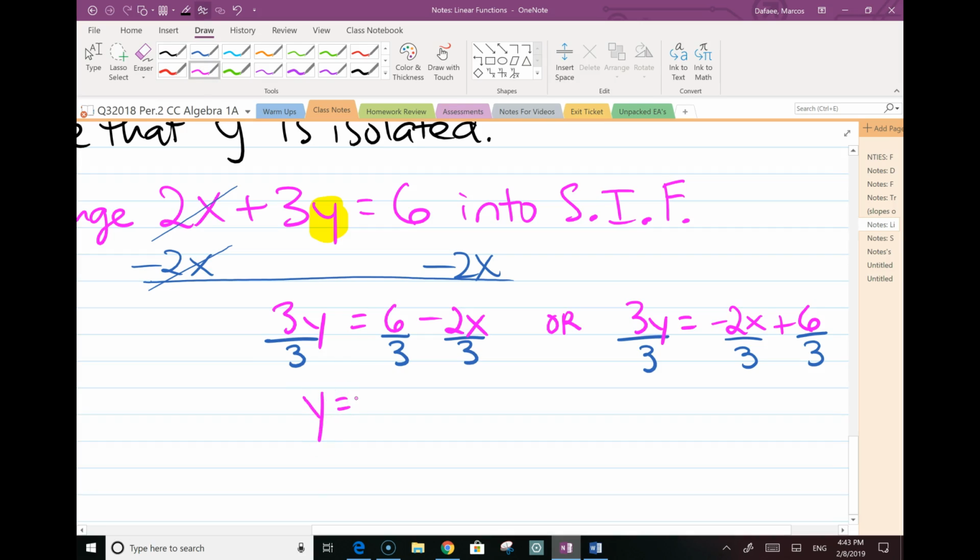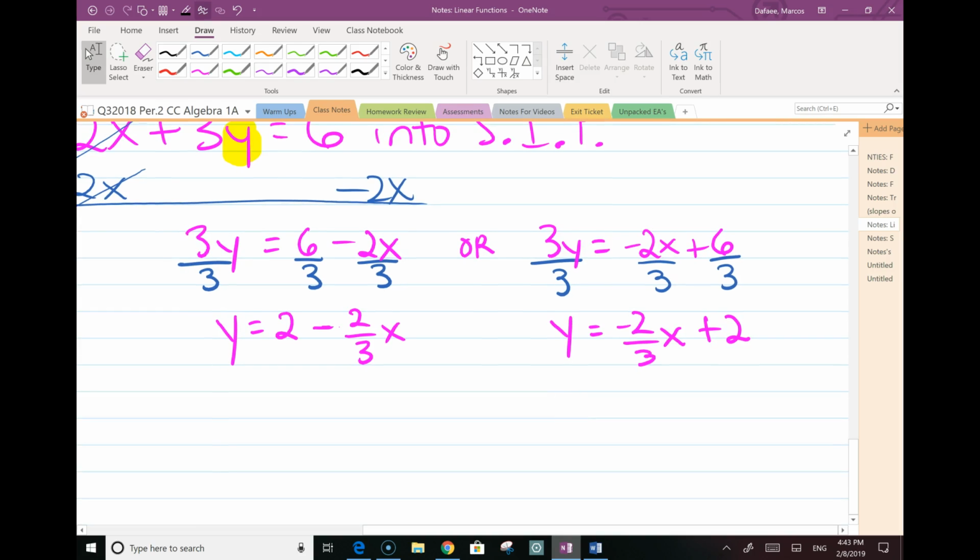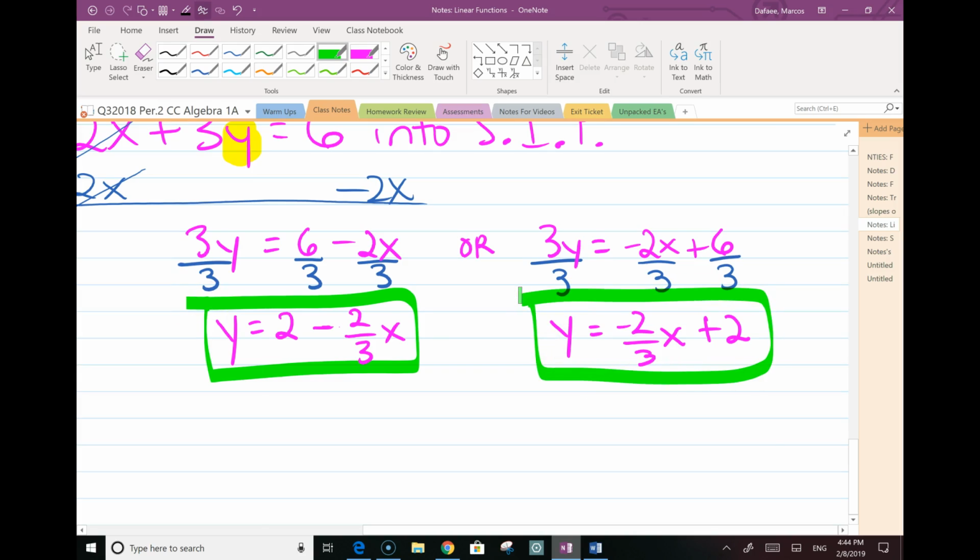y equals, on the right side, it would be 2, and then minus 2 over 3 x. On the far right side, it would be y is equal to negative 2 over 3 x and then plus 2. Now, something to note here. First of all, we are done. This is now in slope-intercept form. Both of them are. So I'm going to go ahead and box this up and box this up. But there's something more. From this, I have to write the slope. It's a good habit. The slope here is negative 2 over 3.